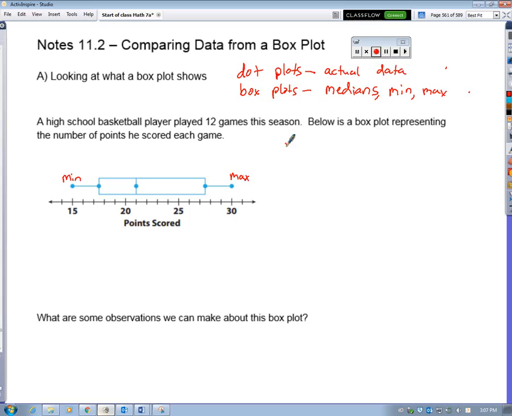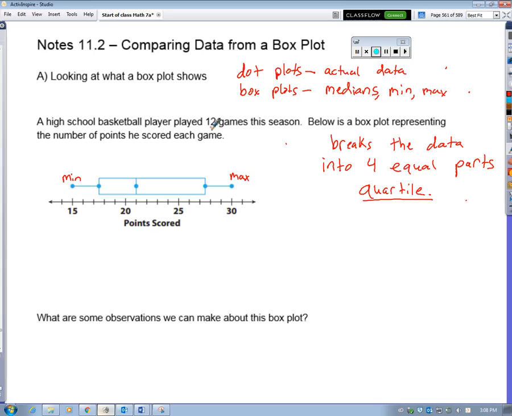And what a box plot does is it breaks the data into 4 equal parts. Because 4 goes with quarters, they call each part a quartile. We'll talk about what that is here in a minute. So it breaks the data into 4 equal parts.